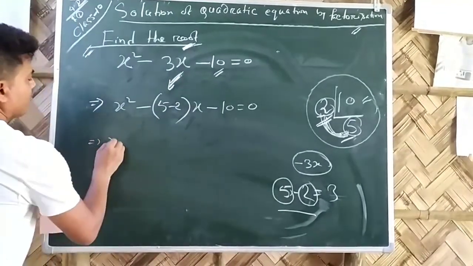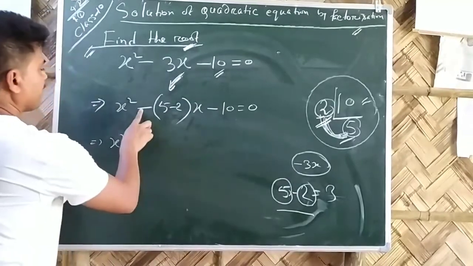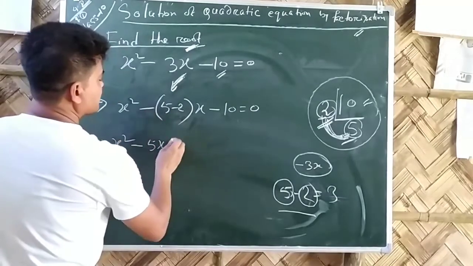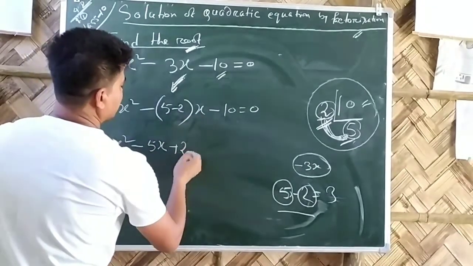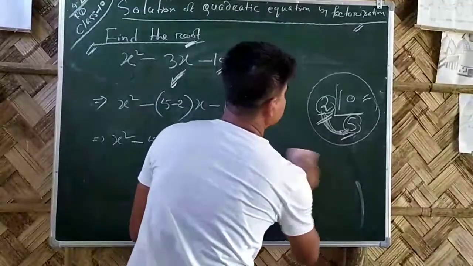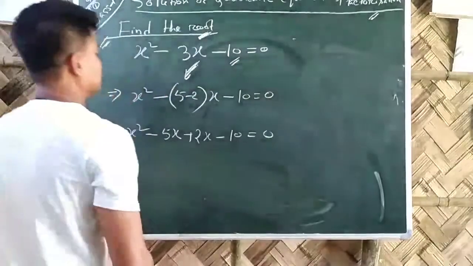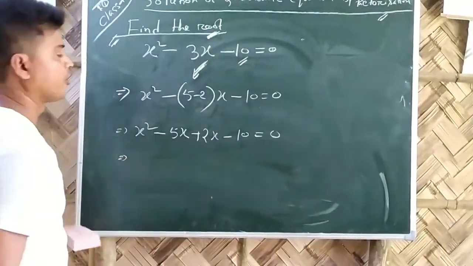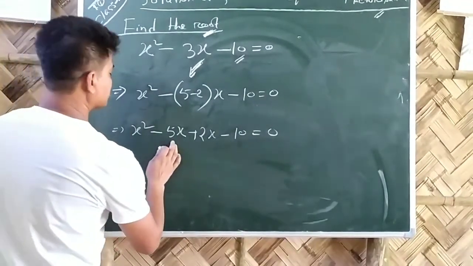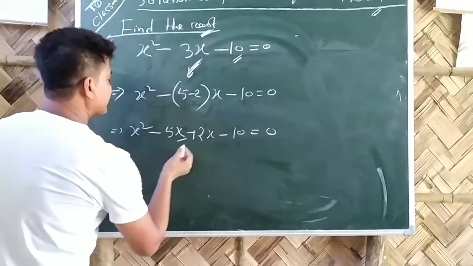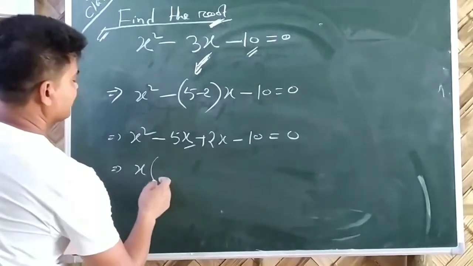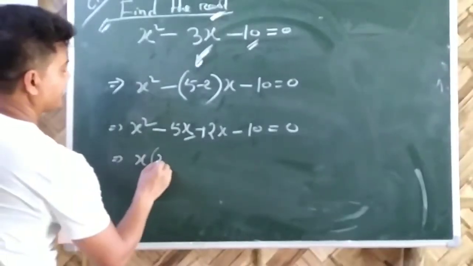So now we will write it as x square minus 5x, plus 2x, minus 10. This is the simple method. We have just split the middle term, that is the bx term. Now we can take common factors. From x square and minus 5x, x is common. So we take x as common, and we get x, minus 5.